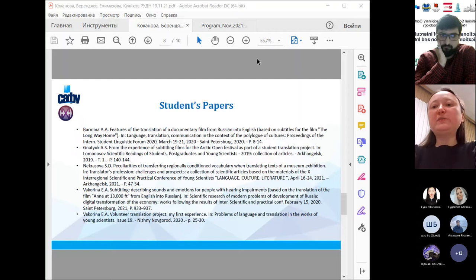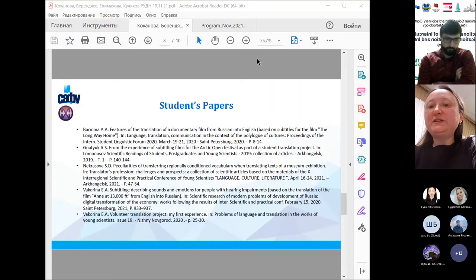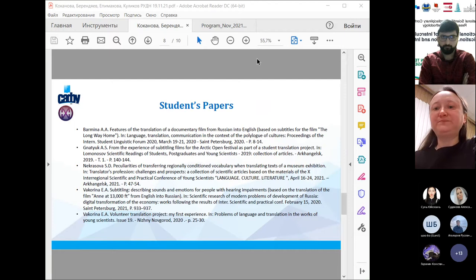Translation projects can also provide research materials for students' graduation theses or publications. Firstly, it allows promoting applied research work. Secondly, when analyzing their translation, students see it at a different angle and assess translation strategies. You can see some examples of the papers devoted to translation projects or based on them.